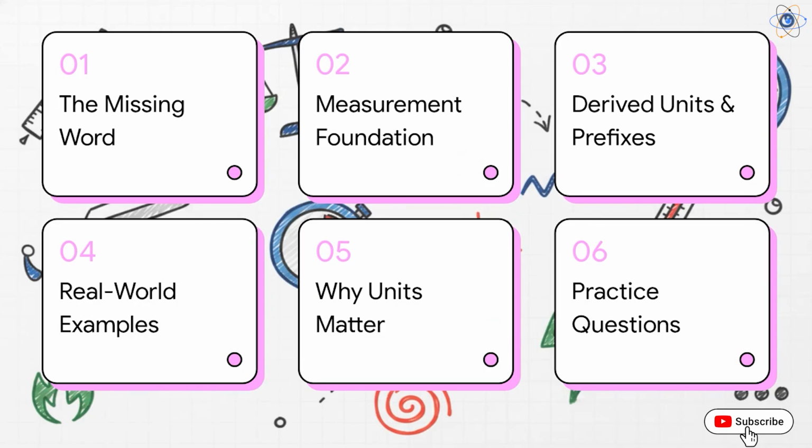All right, here's our quick roadmap for today's explainer. We're kicking off with the missing word problem. Then we'll hit the foundation of physical measurement. After that, derived units and prefixes, followed by some real-world physics examples. We'll wrap up with why units truly matter, and then a few quick practice questions.